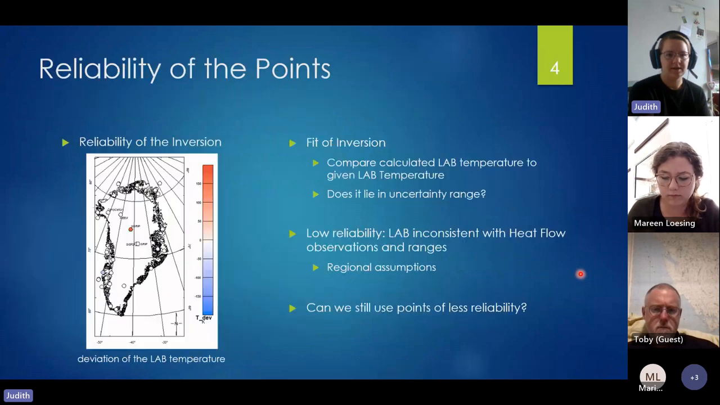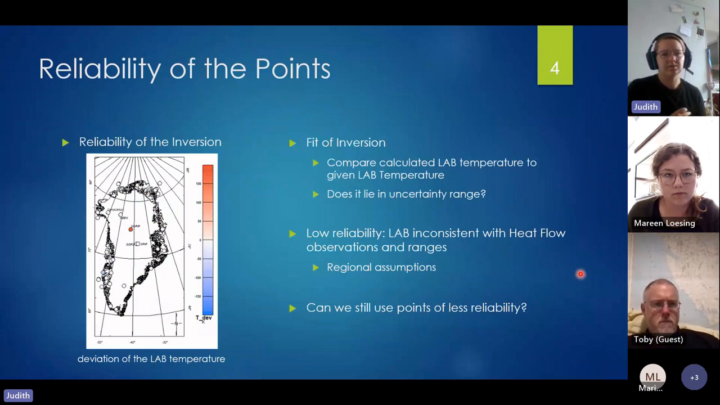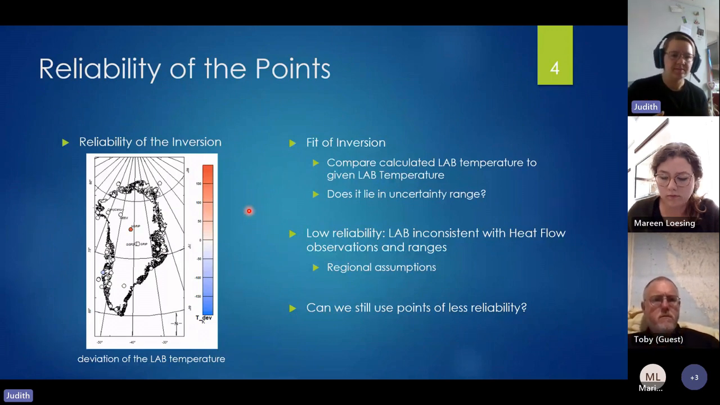And to look at the reliability, we can take a look at the fit of the inversion, which basically is that we compare the calculated LAB temperature from the model to the given LAB temperature and look whether it lies in an uncertainty range. We defined an uncertainty of 100 Kelvin due to the uncertainties in our models.